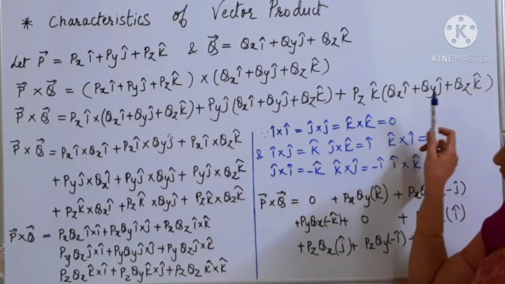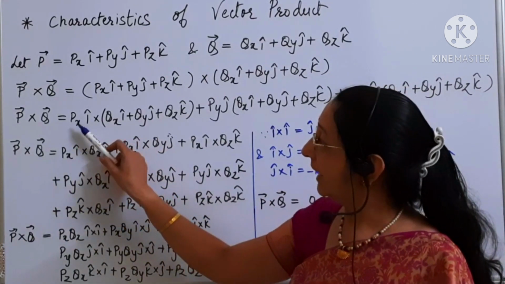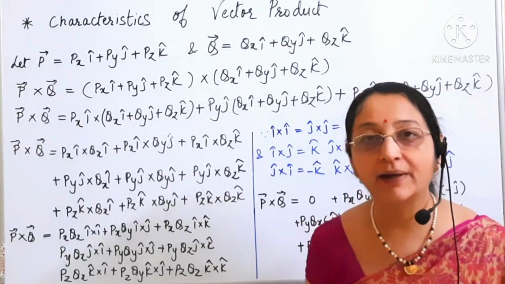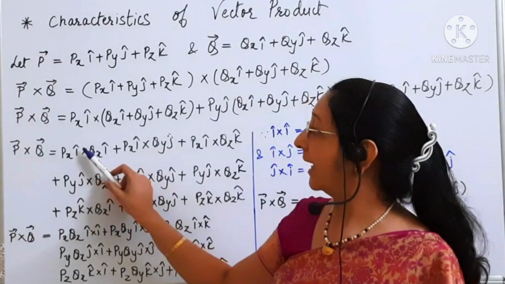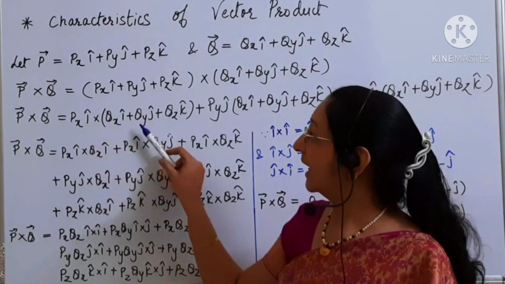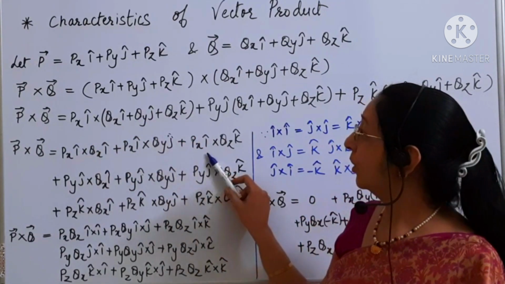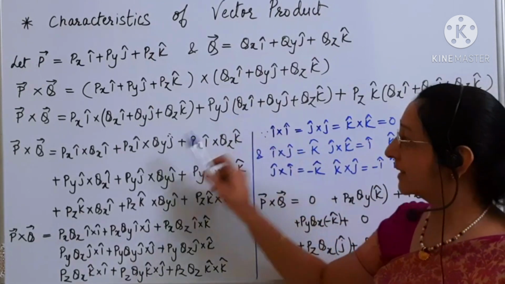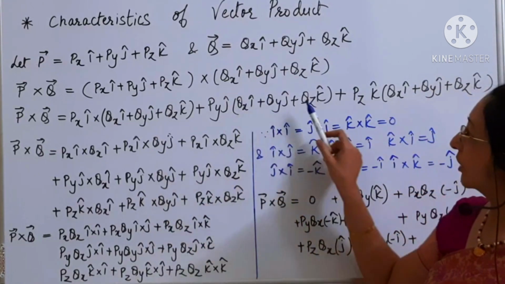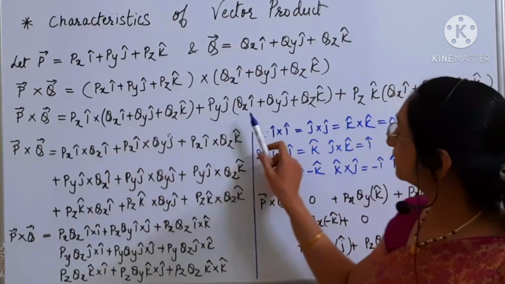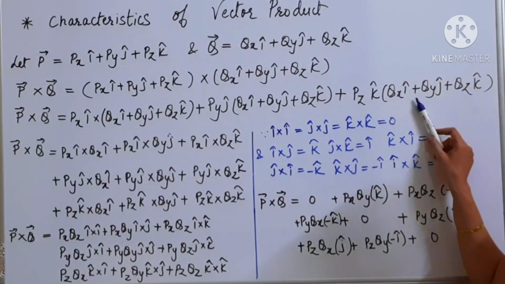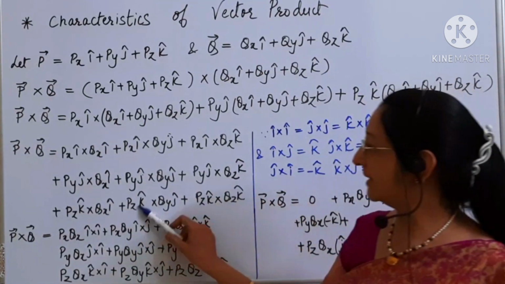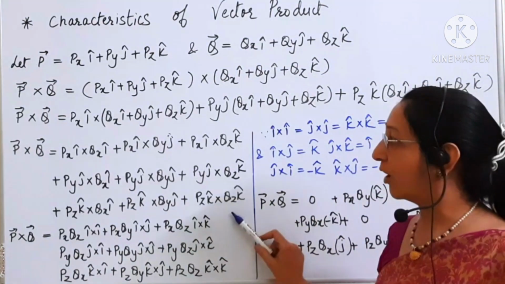So this we have written. Now again this is one single term and there are three different terms in the vector q, that is qxi, qyj and qzk. Now again we separate. So p cross q is pxi cross qxi, pxi cross qyj, pxi cross qzk. So this we have written first. Then pyj cross qxi, pyj cross qyj, pyj cross qzk. Then pzk cross qxi, pzk cross qyj and pzk cross qzk. So this now we have written.